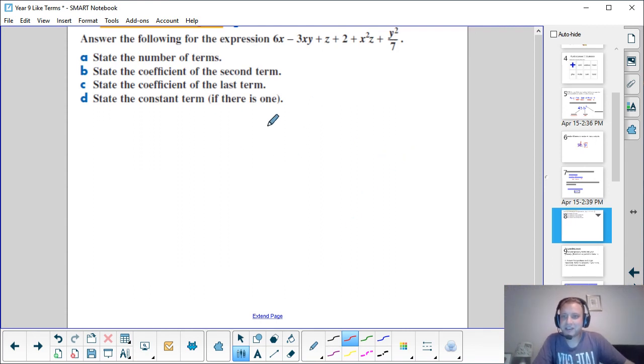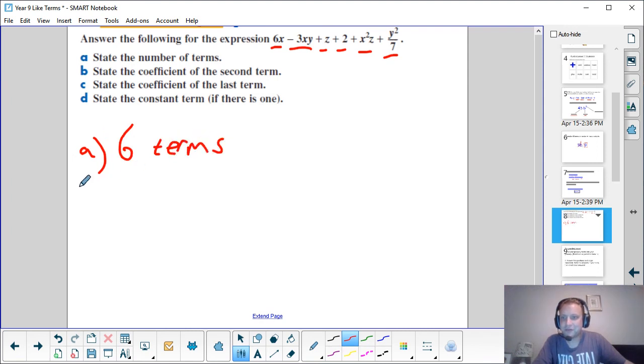So for this question here, we've just got a few things to think about. So part a, state the number of terms in this expression. So the number of terms is just the number of different pieces of algebra or different things that have pluses and minuses in between them. So we can count them up. 6x is a term. Negative 3xy is a term, z is a term, 2 is a term as well, a constant term, x squared z is a term, and y squared on top of 7 is a term as well. So we've got 1, 2, 3, 4, 5, 6. So the answer to a is that there are 6 terms.